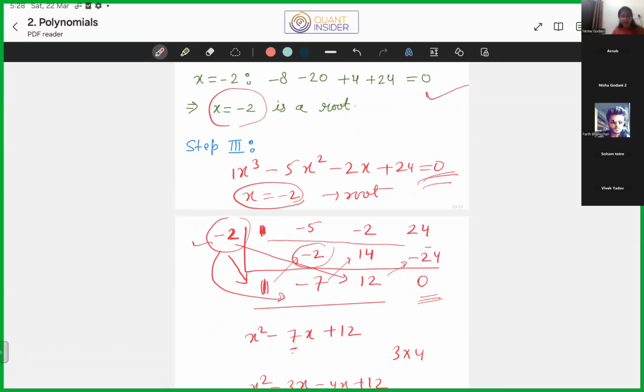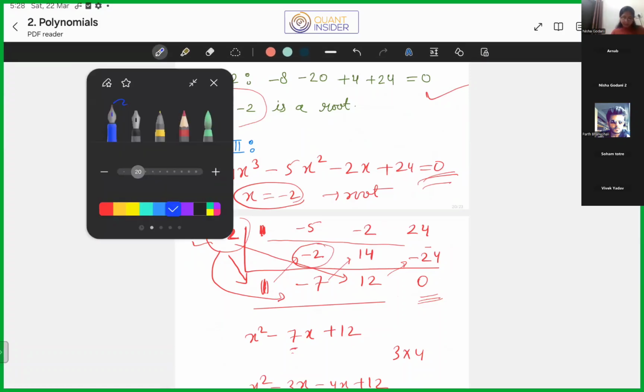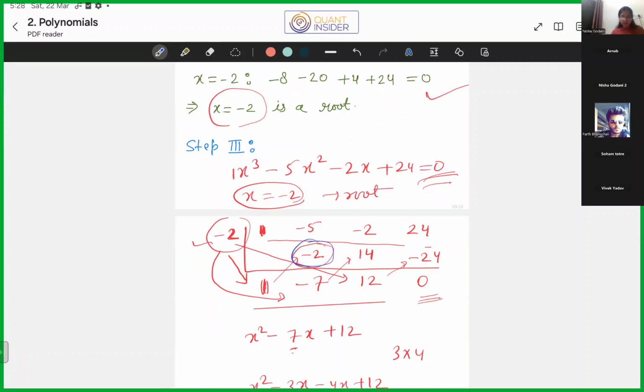Then I'm using another color, so it will be much better. So this is -2. Then -5 and -2 are added, so you have -7. Then again, -2 is multiplied with -7, so you have 14. Then 14 is added to the -2, so you have 12. Then -2 is again multiplied with 12, so it gives -24. I have written here -24. These are added, so 0.